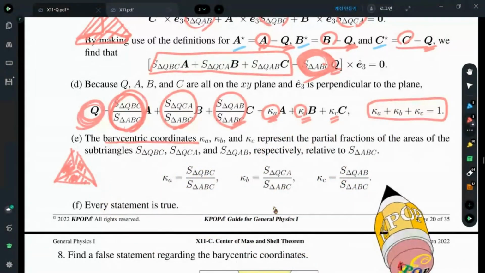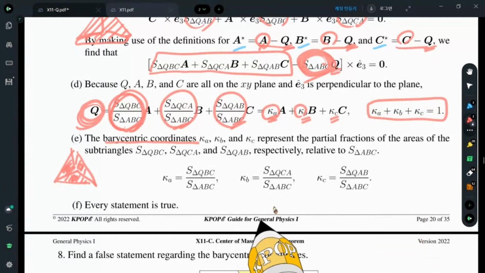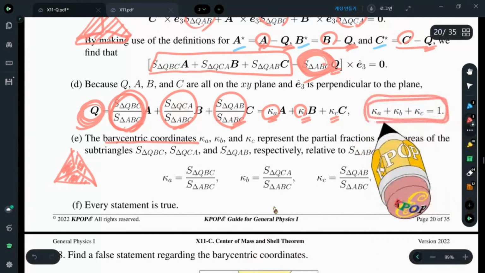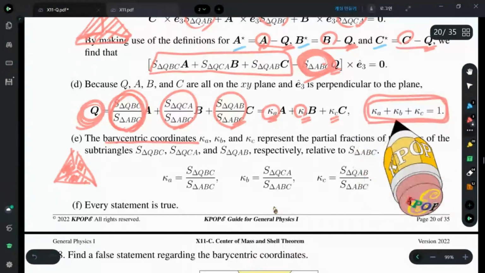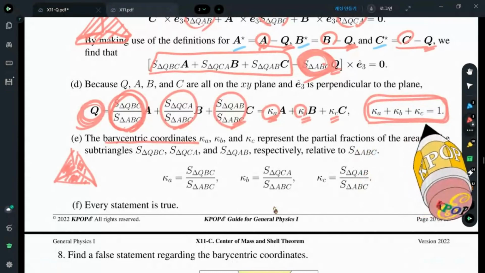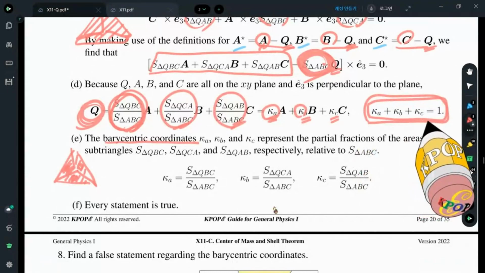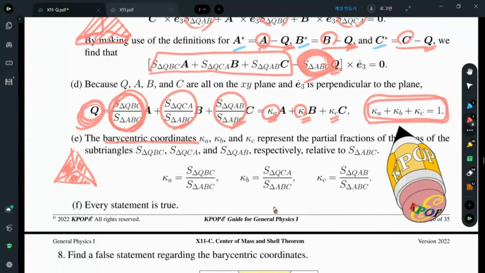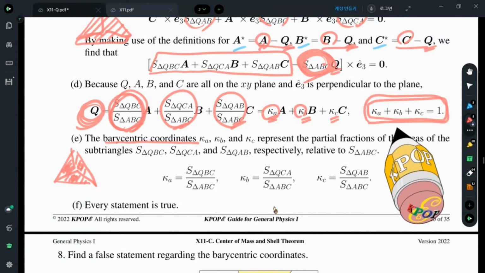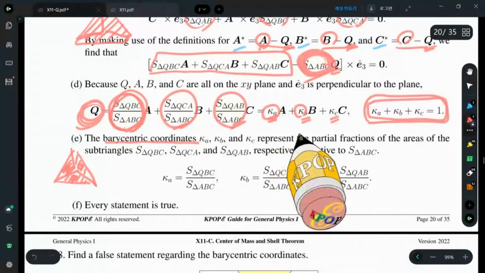Do you know Möbius? The Möbius band. Möbius created these very strange variables. The sum of these three is equal to 1, so they are redundant, linearly dependent variables, but very convenient to describe the physics of a triangle.